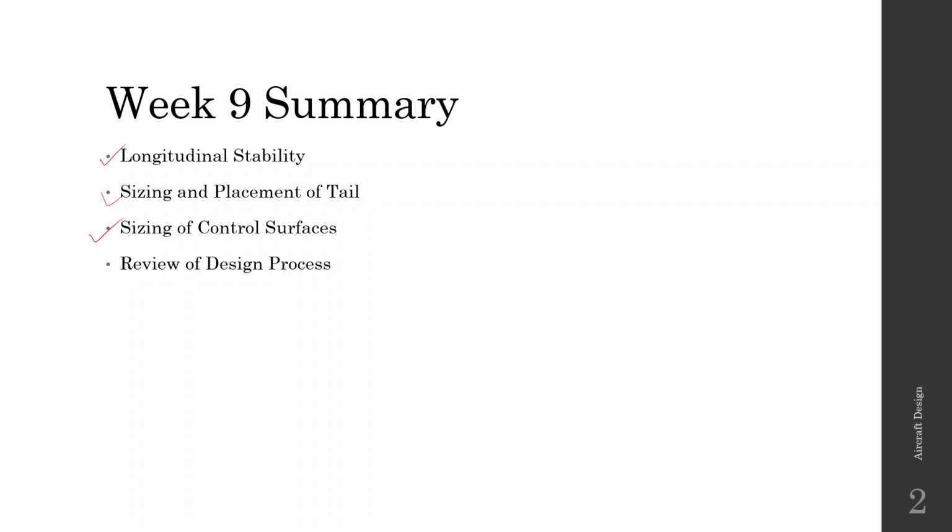So you know that in an aircraft we have mainly three control surfaces: aileron, elevator, and rudder. So how big should these control surfaces be? We covered that, and then he did a review of the design process. There was one lecture where he went through how you arrive at all these numbers for an aircraft.